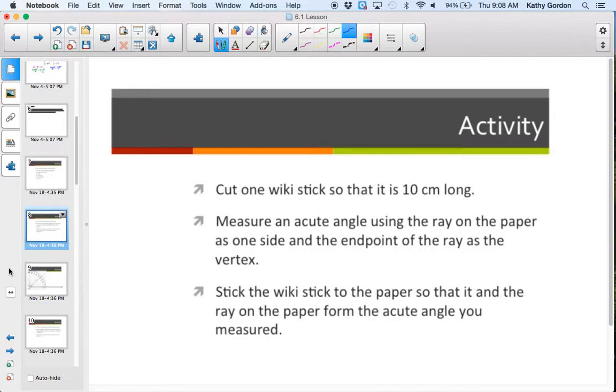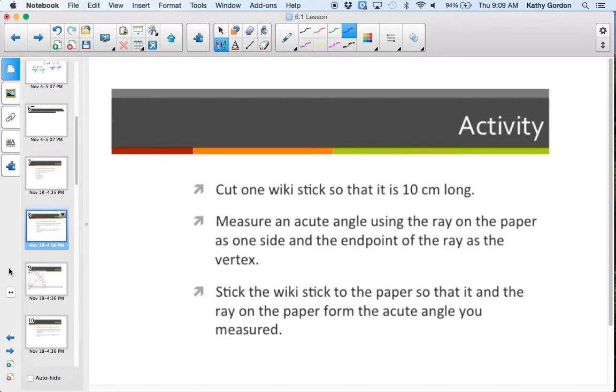Then on your paper, with your protractor, measure an acute angle, any size that you want. It just needs to be acute. Then use your 10 centimeter wiki stick to put down where that angle is. You want to know what your actual angle is, so you need to measure an angle and then put the wiki stick down to form the other side of your angle with that measurement. This is just going to get smushed down, so it's just one side.